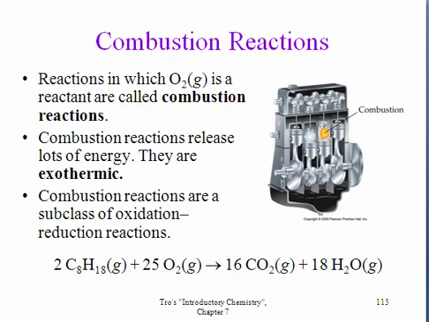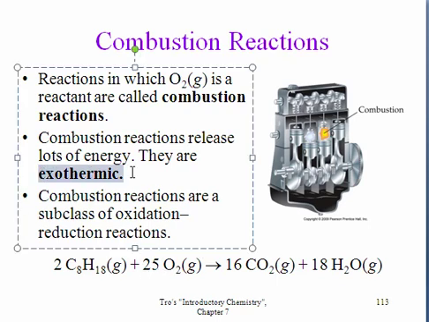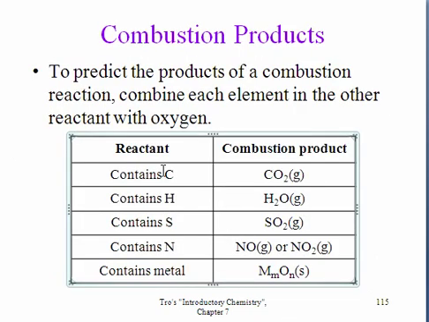Now let's look at a type of redox reaction that's known as combustion. The combustion is a reaction with oxygen, and it is always exothermic, meaning a lot of heat is given off. These are oxidation reactions, and anytime something with carbon and hydrogen reacts with oxygen, carbon dioxide and water are always formed. So let's look at the reactant and what the combustion products are going to be.